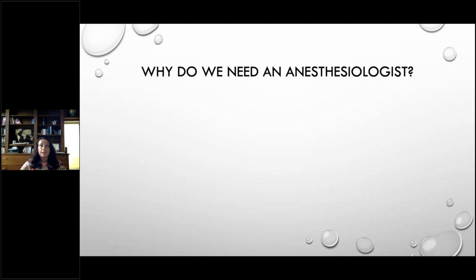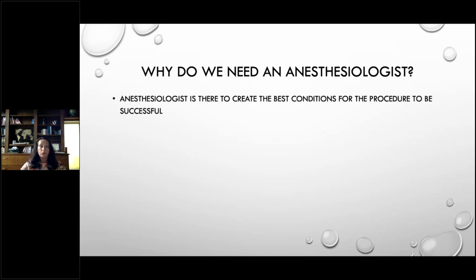So technically, anybody can do sedation. You don't need an anesthesiologist. Why would we ever need an anesthesiologist to help you with this procedure? Well, first of all, we are there to create the best conditions for the procedure to be successful. We are there to free your hands and concentrate on the procedure rather than concentrating on how well the patient is doing, how well the patient is oxygenating, what is his blood pressure. So you can do your job and don't get distracted.